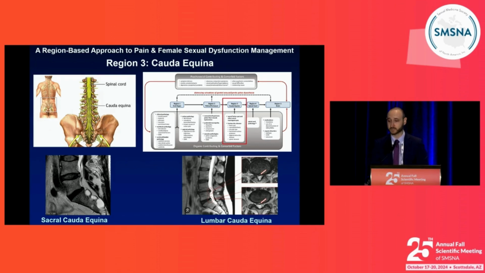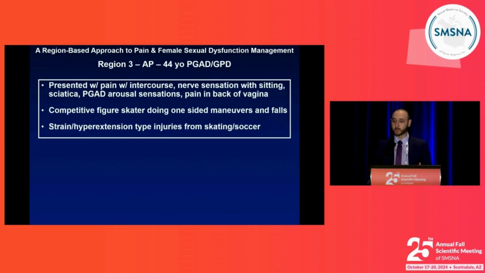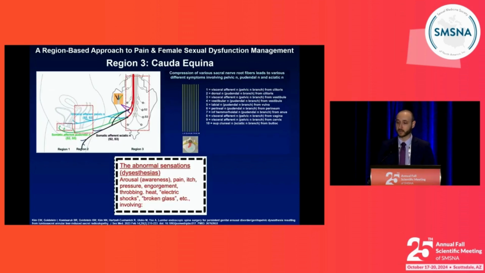So finally, region 3, the cauda equina. We see Tarlov cysts or annular tears can cause these pathologies. So AP is our patient, a 44-year-old, who presented with pain with intercourse, nerve sensation with sitting, traditional sciatica, persistent genital arousal disorder, and pain in the back of the vagina. She had a history of falls after being a competitive figure skater.